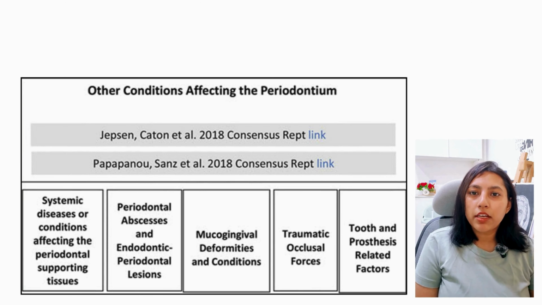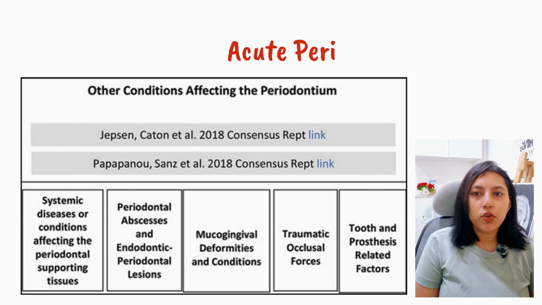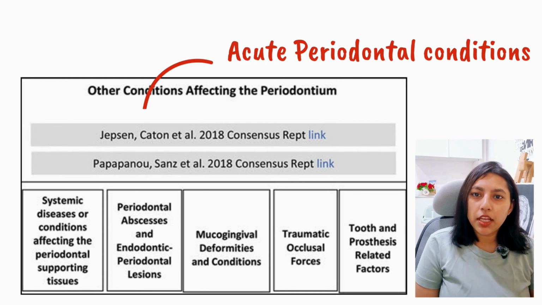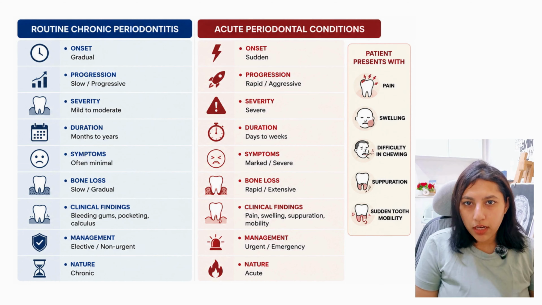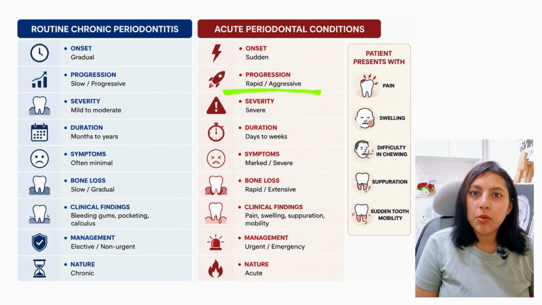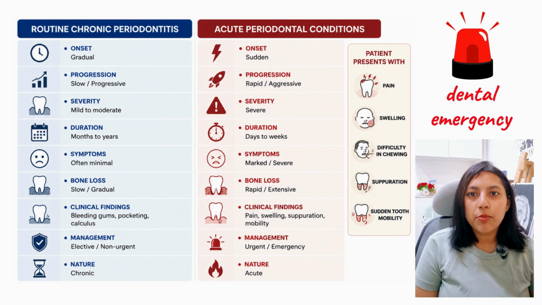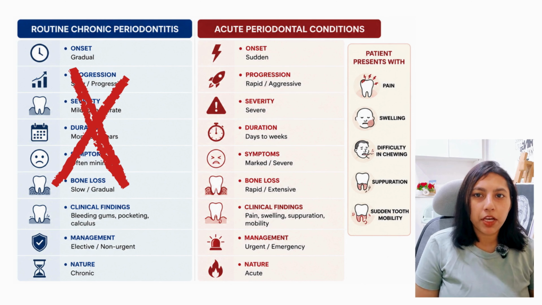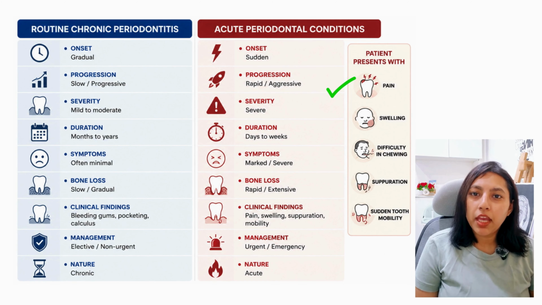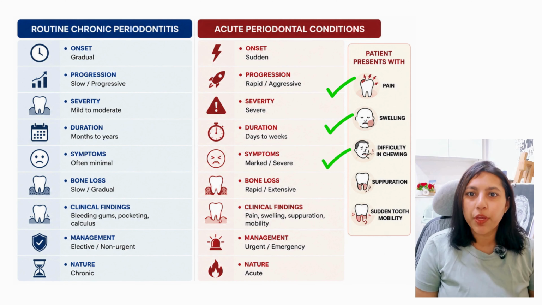Now, another important category under this section is acute periodontal conditions, and this mainly includes periodontal abscesses and endo-periodontal lesions. Unlike routine periodontitis, these conditions are usually much more aggressive clinically and often present as dental emergencies requiring immediate intervention. Because here, the patient is not just complaining of bleeding gums or slow bone loss. The patient usually presents with pain, swelling, difficulty in chewing, suppuration, or sudden tooth mobility.